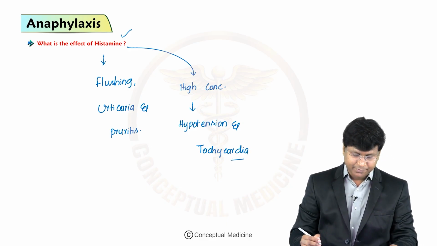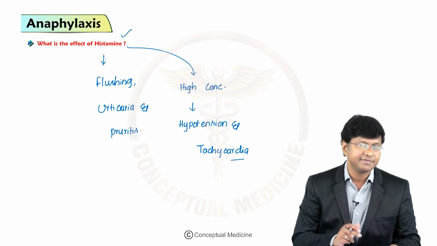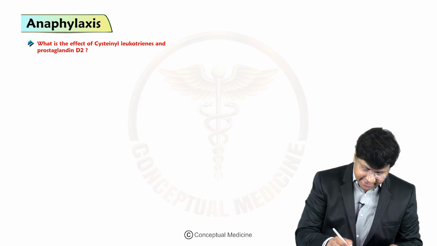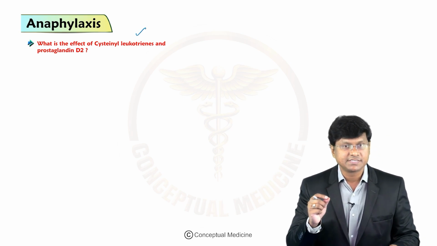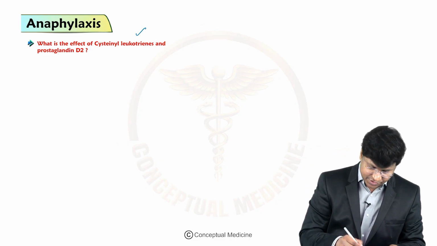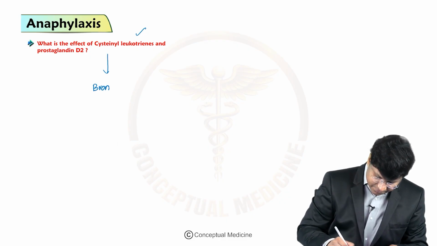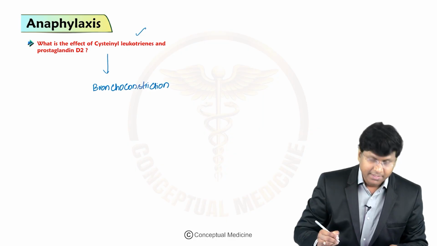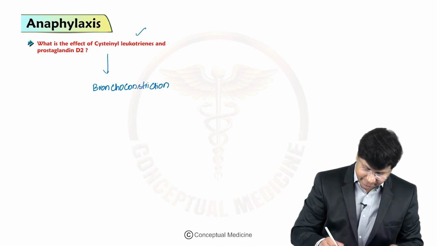Right, that will cause the hypotension and tachycardia. So these are the effects of the histamine. And then we have discussed other mediators, that includes cysteinyl leukotrienes as well as the prostaglandins. Cysteinyl leukotriene and prostaglandin D2 cause bronchoconstriction and increased microvascular permeability.